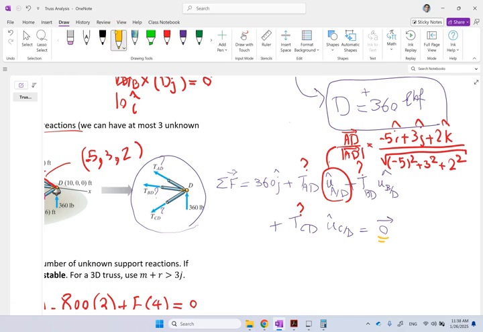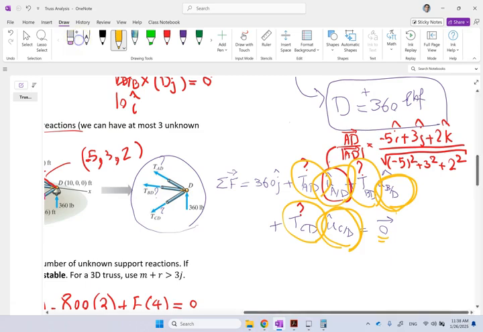So you get 3 equations, and of course you have 3 unknowns in it. And you are going to find all 3 unknowns. But you have to calculate all of these unit vectors. These unit vectors have to be calculated. Once you have the unit vectors, then life is going to be easy.